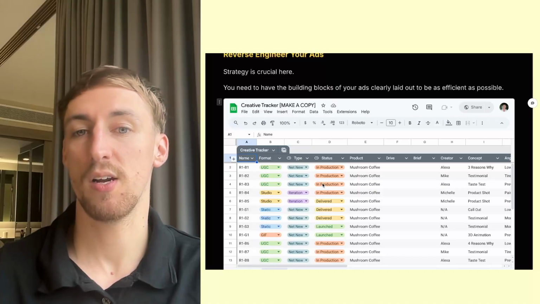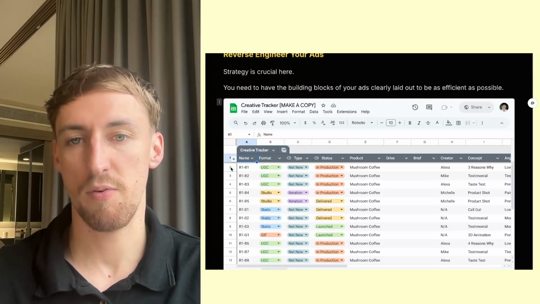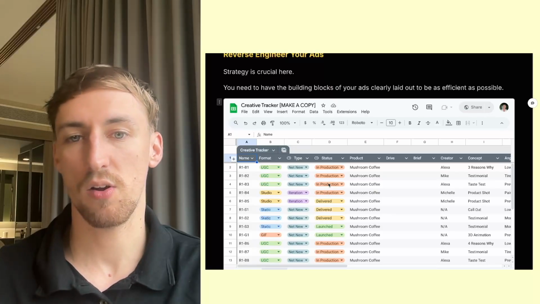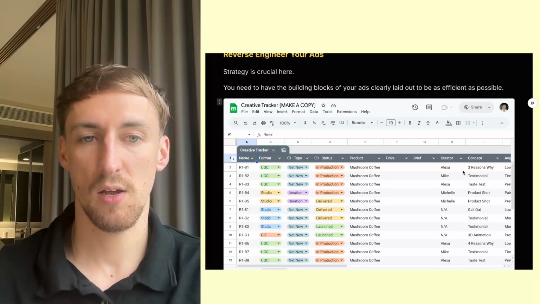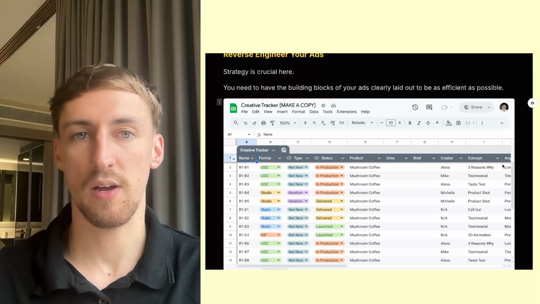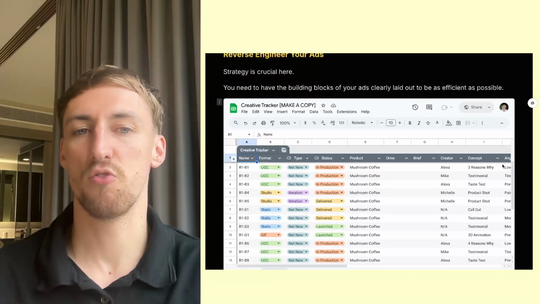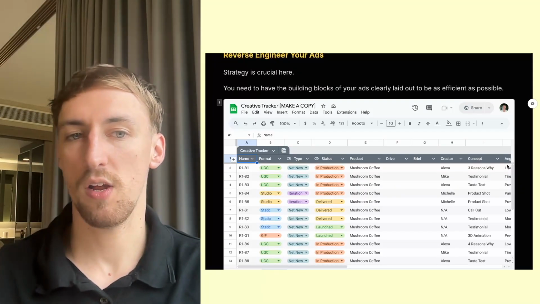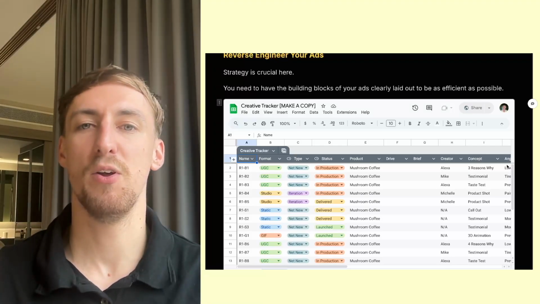Using this creative tracker is really, really useful because let's say, for example, this ad right here performed well. We could come in and we can see, okay, it was for the mushroom coffee product. The creator was Alexa. The concept was 3 reasons why. The angle was this. The target audience was that, so on and so forth. So it makes it really easy to build from. So you can try this angle, this hook with a new concept, with a new creator. And it makes it very, very easy to build from winning ads.